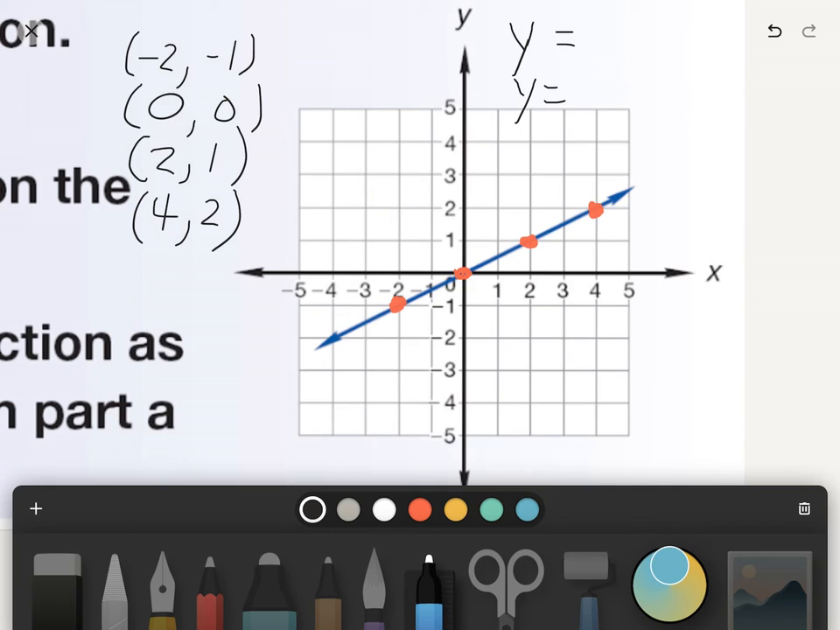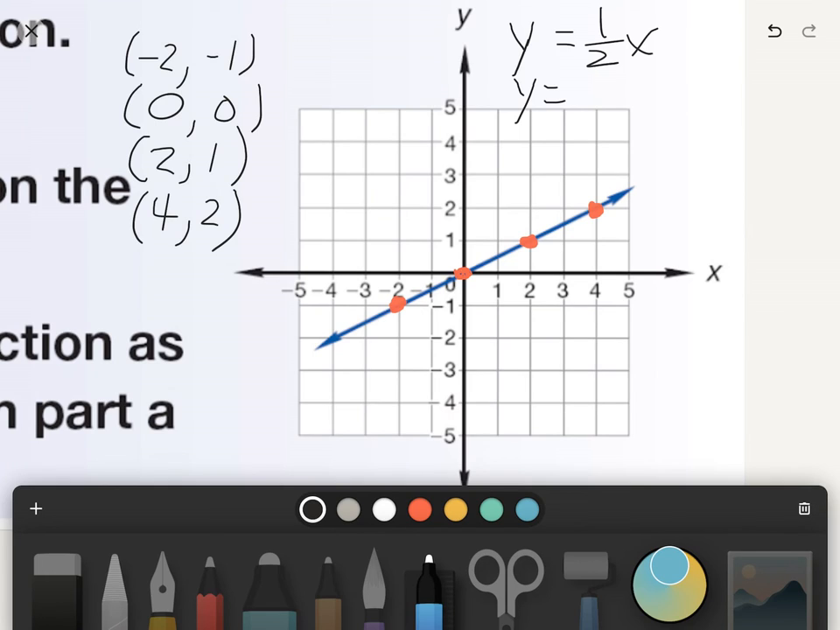Y equals half times x. Boom! Okay, yeah, y equals 1/2 times x. That's one of them. I was just looking at the graph.